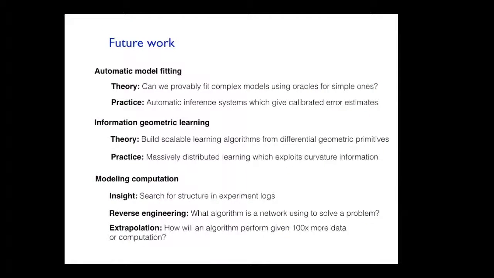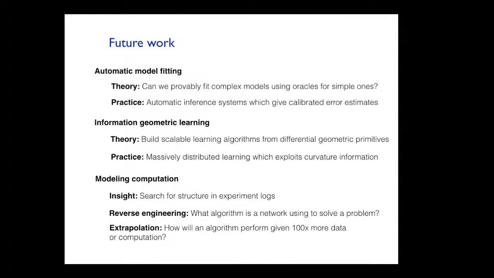And finally, I talked about modeling computation, in particular modeling computation of derivatives for purposes of optimization. But I'd like to go a step further and actually model the full learning process, partly so that we can gain some insight from analyzing all of our experiment logs. I'd like to be able to reverse engineer what a network is doing. So we're starting to be able to train neural networks that can solve problems like sorting lists without us understanding how they're solving them.